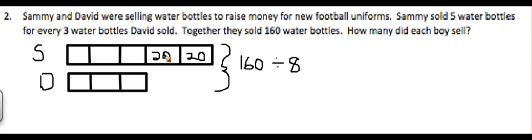And we know, because tape diagrams show equal pieces, that every piece in the tape diagram now represents 20 in this particular example. So when we go back to the question, how many did each boy sell? We can look at each of the pieces. Sammy had, remember, 5. So 20 times 5 would be 100. And David had 3. And so 20 times 3 would be 60.